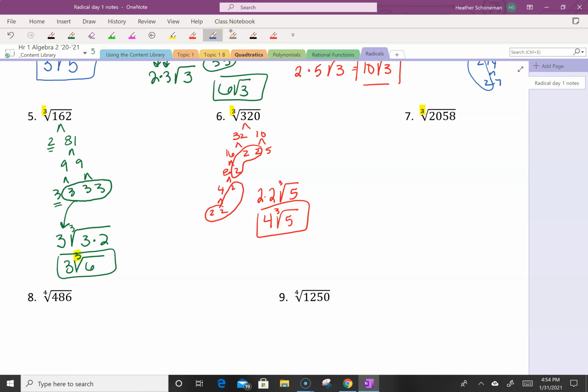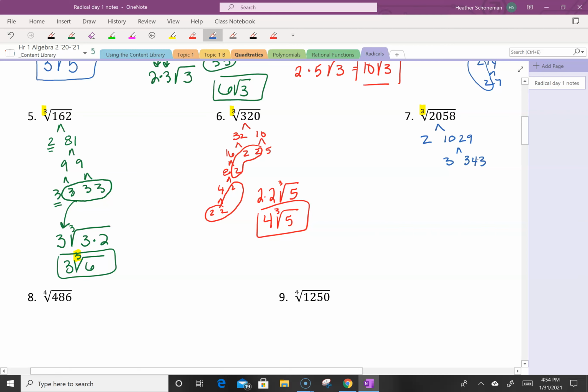All right, over here on the last one, a lot bigger number, but it doesn't change the process. I'm going to divide it by 2. So I get 2 and 1029. Well, that's certainly not divisible by 2, so let's try 3. Oh, that works. I get 3 and 343.